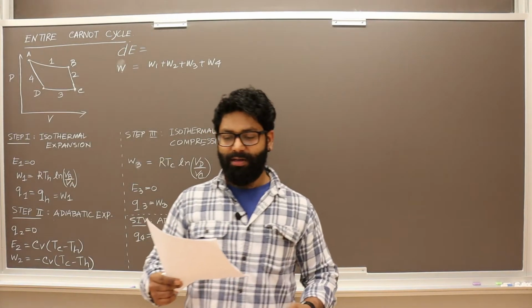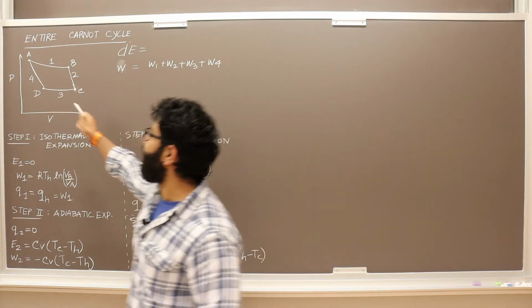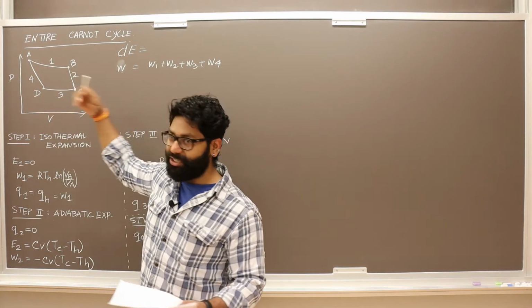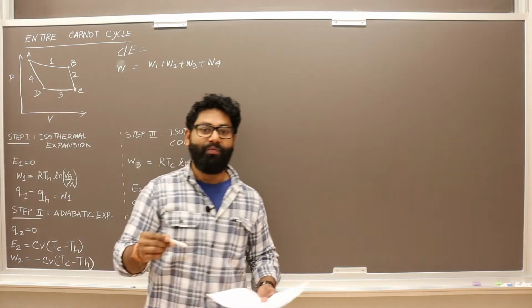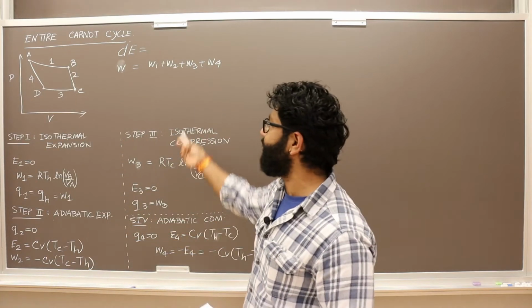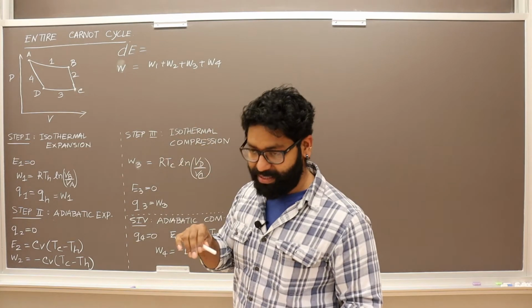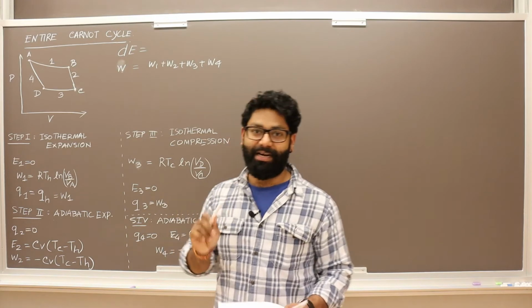Okay, so we move on to the entire Carnot cycle now. So we calculated the individual heat changes, internal energy changes, and the work done in each of these 4 steps. Now we'll be trying to calculate the entire Carnot cycle. So what's the dE of the entire Carnot cycle? What's the Q of the entire Carnot cycle? And what's the W of the entire Carnot cycle?